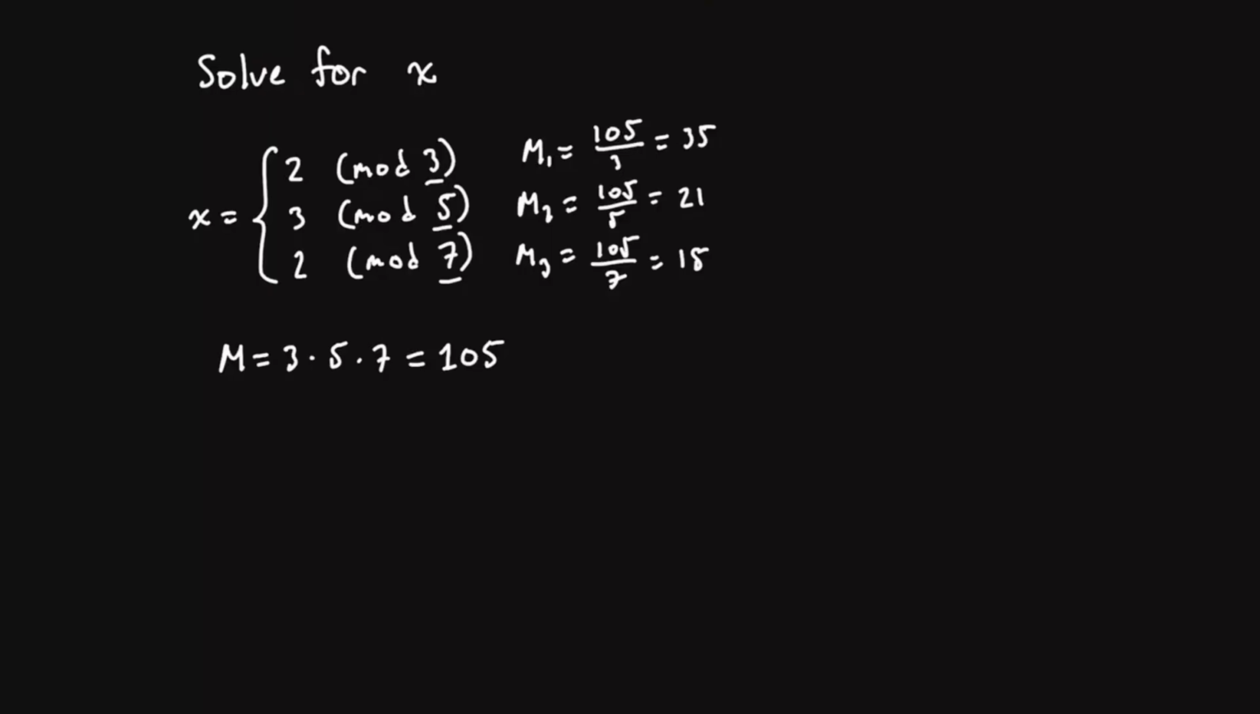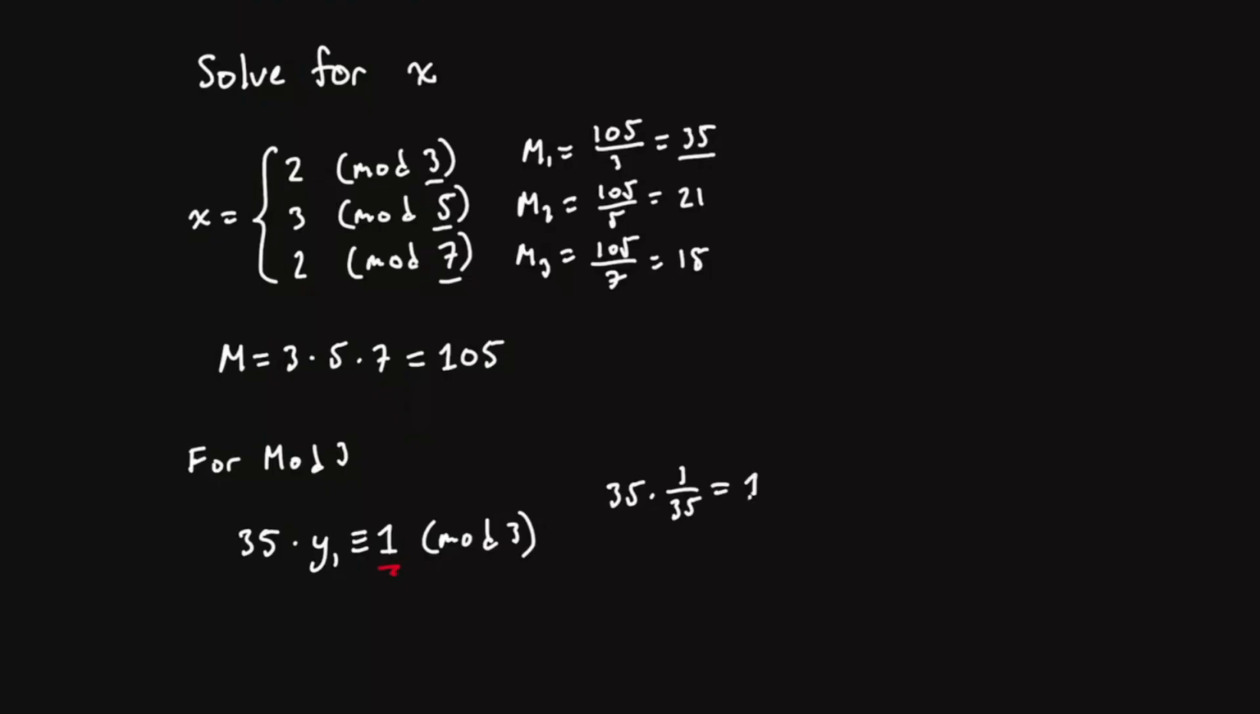So we'll start off with the mod 3 part. For this, we take 35 times some number that will give us 1 mod 3. We choose 1 here because we want it in the same way that 35 times 1 over 35 gives us 1. It's like we want the inverse of it, but it's a little harder because we're in mod 3.